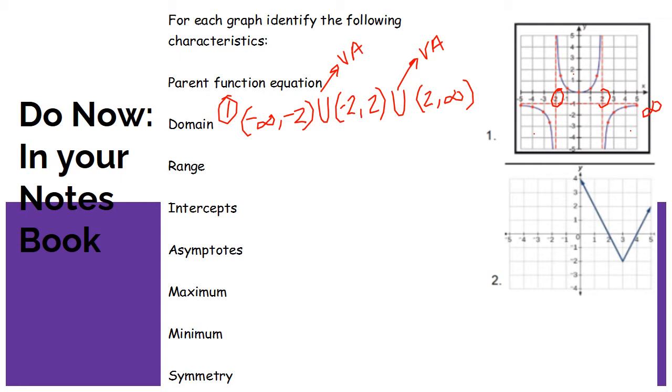Yes? Isn't it reflectional symmetry? Yes. When we get there.